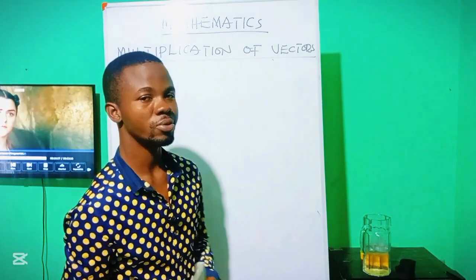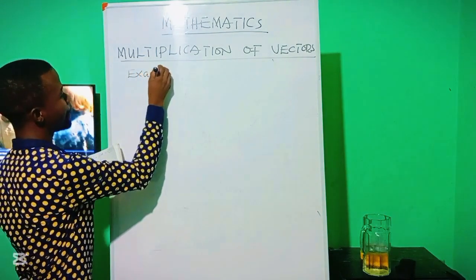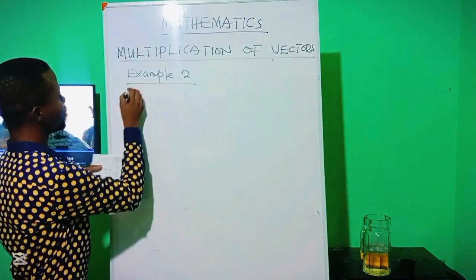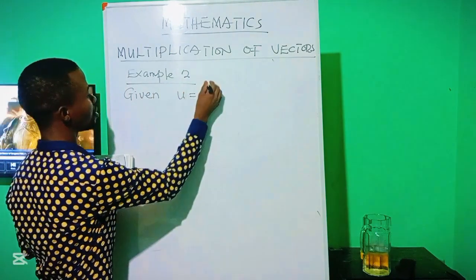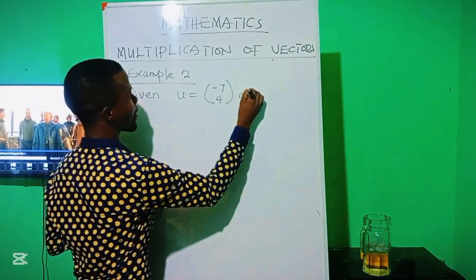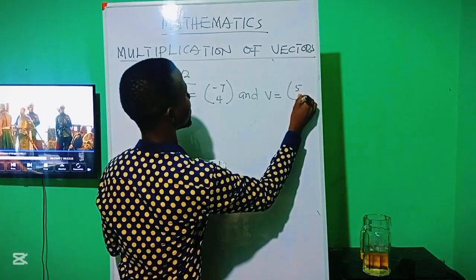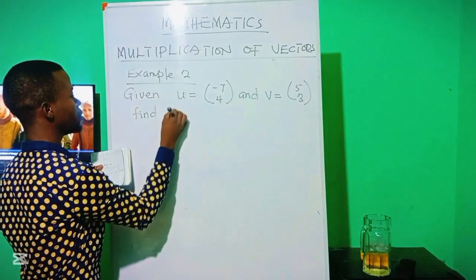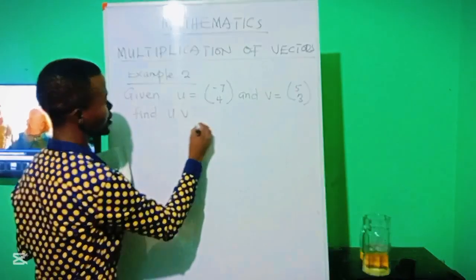Let's look at example 2. Now, you are given position vector u to be equal to (-7, 4) and position vector v is equal to (5, 3). Then find u dot v. Our solution.